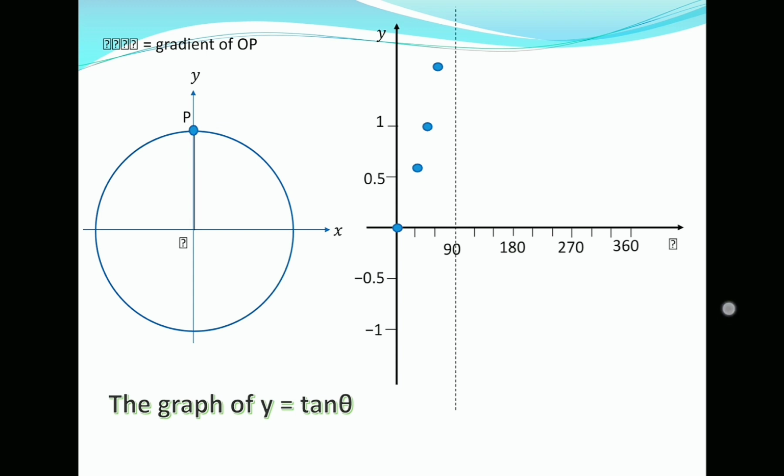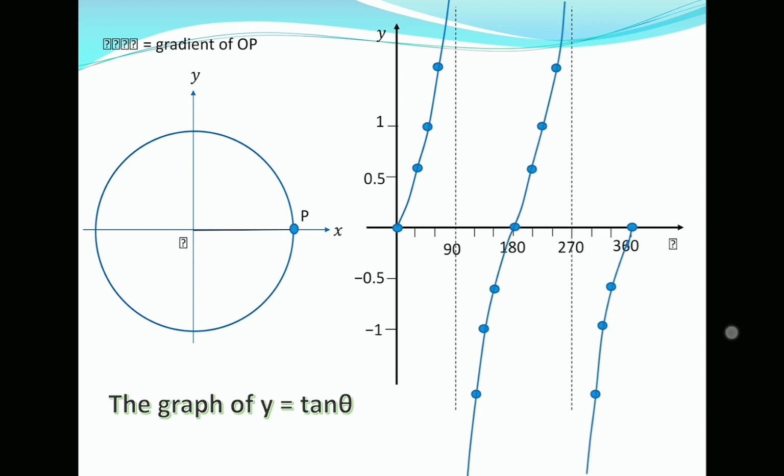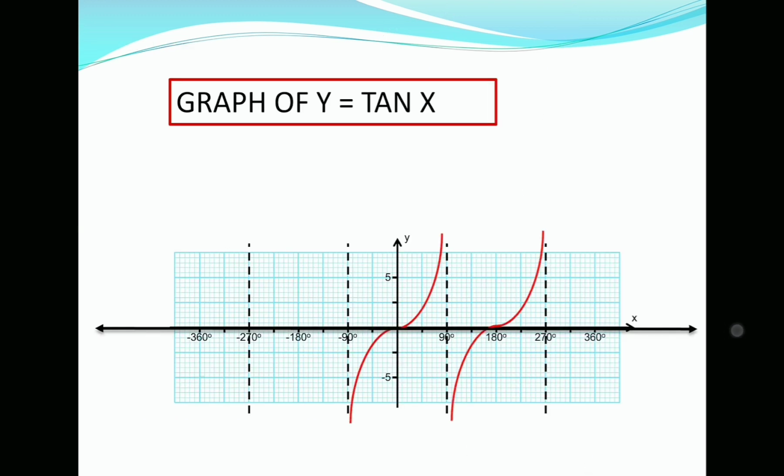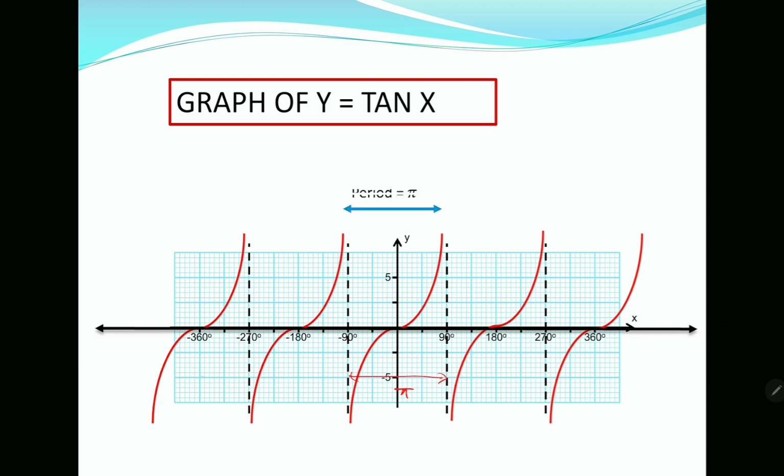Tan 0 is 0, tan 90 is infinite, tan 180 is again 0, tan 270 is again infinite, and tan 360 is again 0. So by connecting all these points, I will get a tan curve. So this is my tan curve. The period of tan x is pi. The period of sin x and cos x is 2 pi.